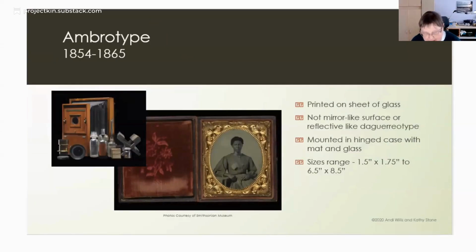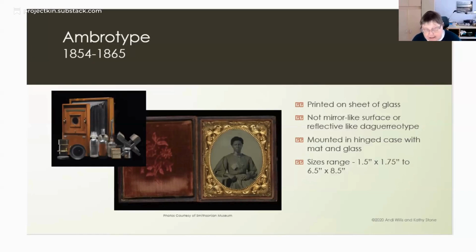The next evolution was an ambrotype, and they were printed on glass. Both of these kinds, and the other thing we're going to look at in a second, you couldn't make another print of. These weren't things you could make copies of. These were single prints, printed right on glass. It wasn't mirror-like. That's a way to find the difference between an ambrotype and a daguerreotype. It was also mounted in a hinged case with a mat and glass, and that's a picture of the type of camera that would have been used to take this.